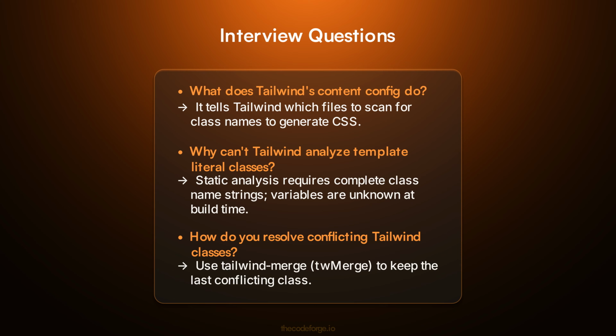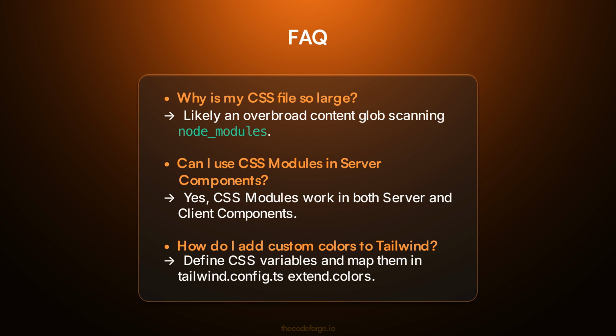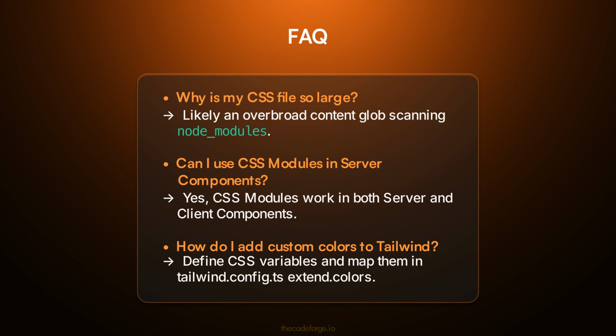How do you resolve conflicting Tailwind classes? Use twMerge to keep the last conflicting class. And a few frequently asked questions. Why is my CSS file so large? Likely an overbroad content glob scanning node_modules.